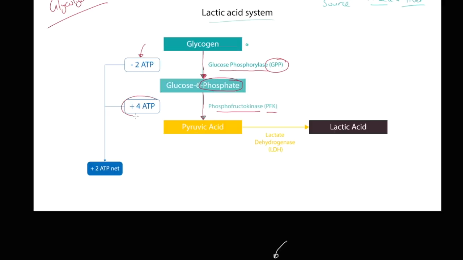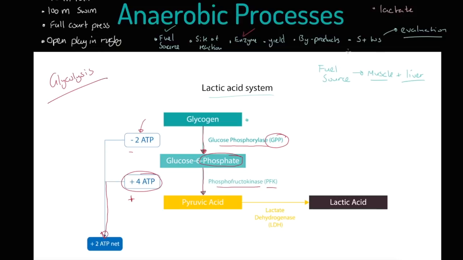But in that process we generate 4 ATP. So what does that mean? It cost us 2 and we've gained 4, so we get a net gain of 2 ATP. Going back to our key requirements, what is the energy yield? For one glycogen, I'm getting 2 ATP, so my energy yield is 1 to 2. If I tell you that the aerobic system, which we're going to look at in a minute, gives you 1 to 38, would we consider 2 ATP from one glycogen to be efficient or inefficient? The answer is it's inefficient.